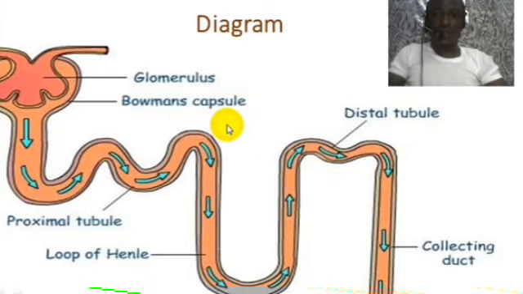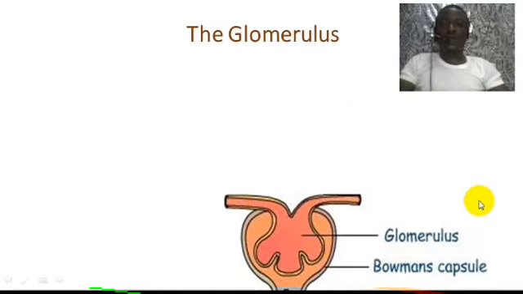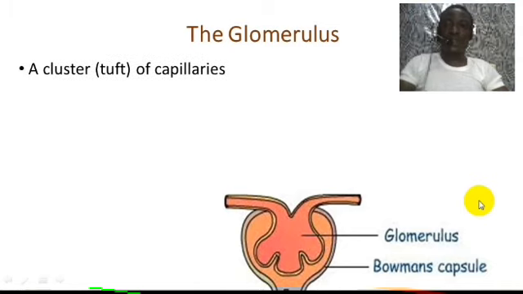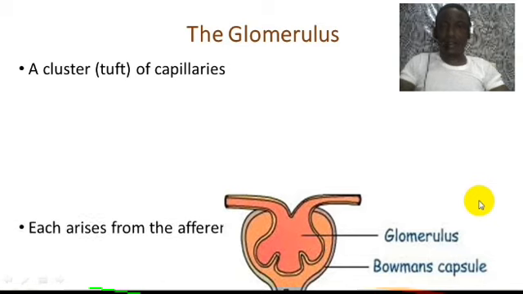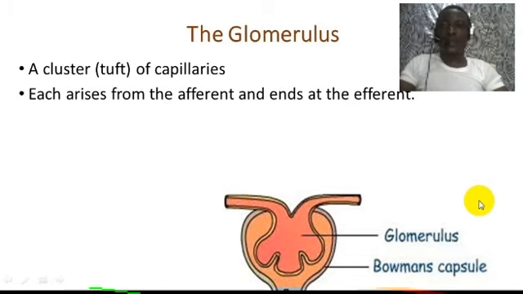Going forward, we shall now look at the different parts of the nephron in detail, beginning with the glomerulus. The glomerulus is a cluster of capillaries. Each capillary arises from the afferent arteriole and ends at the efferent arteriole.